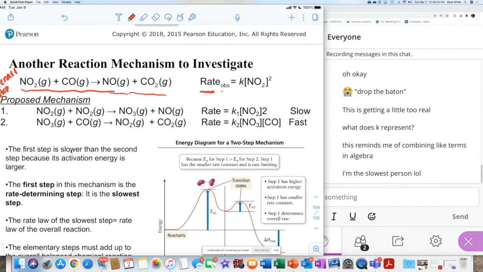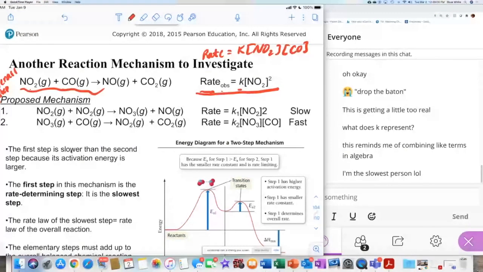They're telling us the rate law of the overall is K times only this reactant. So you see how you can't really write the rate law of the overall directly from here. Had you tried to do that, you would have said rate is equal to K times NO2 times CO. But in reality, this is the rate law here. So you can't write the rate law of the overall from the overall reaction. You have to get it from the reaction mechanism.